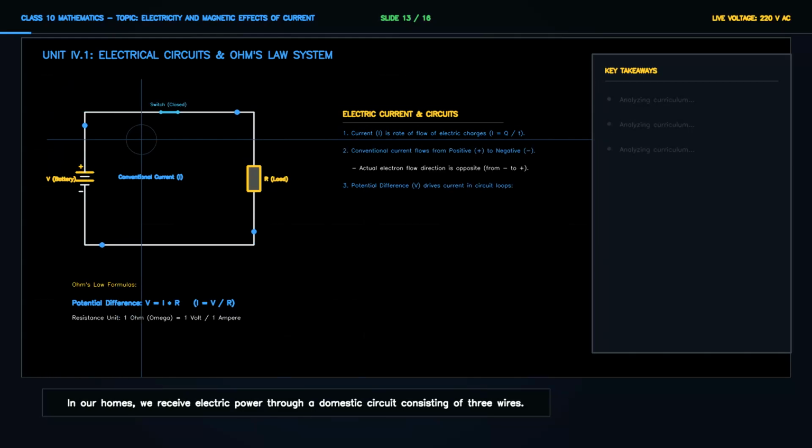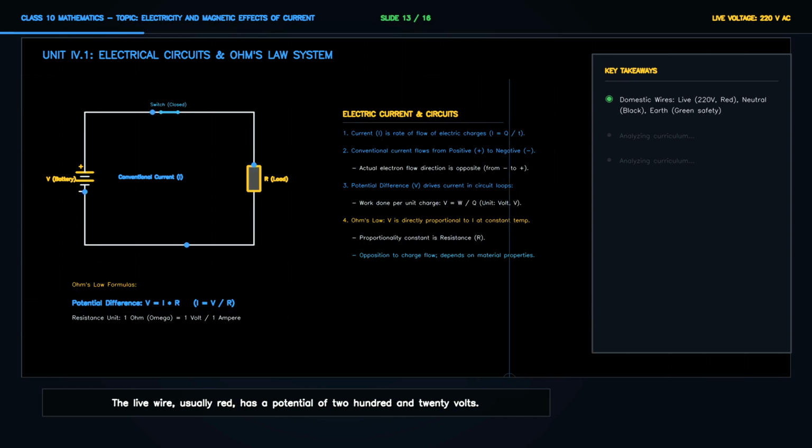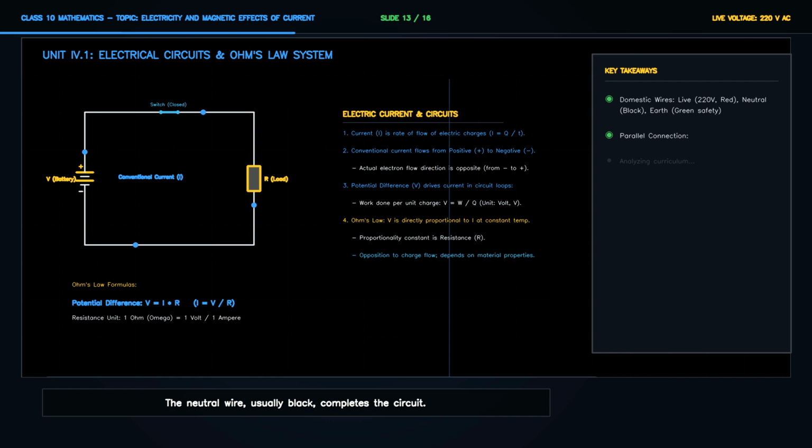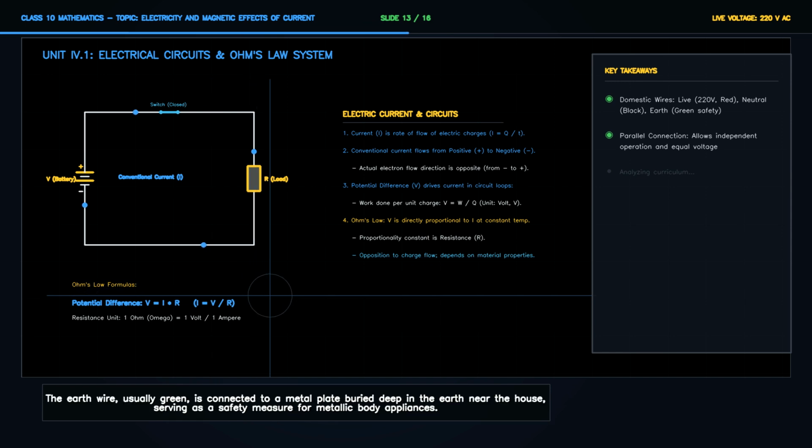In our homes, we receive electric power through a domestic circuit consisting of 3 wires. The live wire, usually red, has a potential of 220 volts. The neutral wire, usually black, completes the circuit. The earth wire, usually green, is connected to a metal plate buried deep in the earth near the house, serving as a safety measure for metallic body appliances.